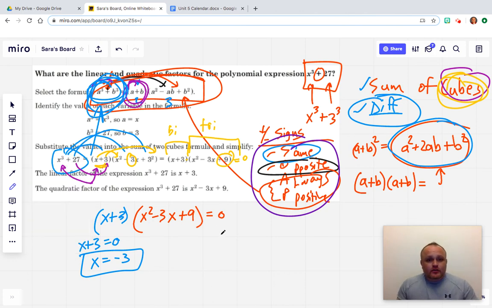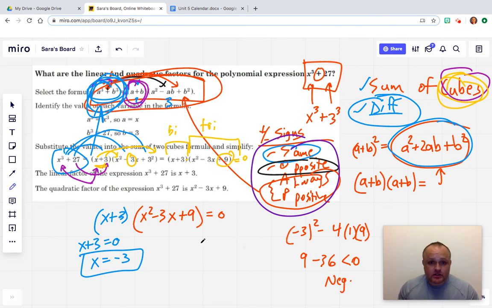And then over here, I would look at the discriminant test just real quick to see if there's going to be imaginary solutions. I would say b squared minus 4ac. And I would get 9, because negative 3 times negative 3 is a positive 9, minus 36. This is obviously negative. And because it's negative, it's going to be two imaginary solutions. So there's going to be i's involved.